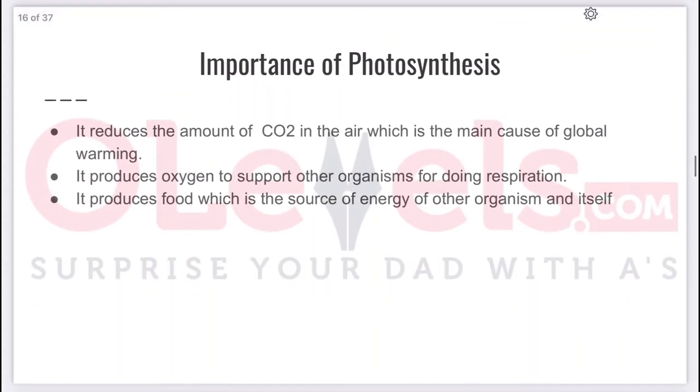Importance of photosynthesis. It reduces the amount of carbon dioxide in the air, which is a main cause of global warming. It produces oxygen to support other organisms for respiration. It produces food, which is a source of energy for other organisms and itself.